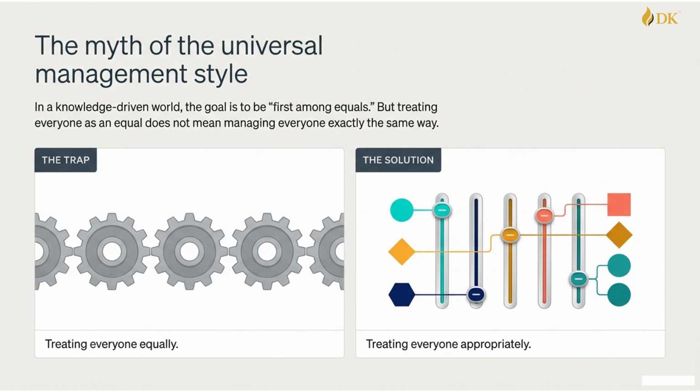The core philosophy of this model is being first among equals. In today's knowledge-driven economy, hierarchies are less effective than collaborative relationships. We must work alongside our people and treat them as equals to foster respect and innovation. The equalizer approach allows us to maintain this sense of equality while providing the specific level of guidance, support, or freedom each individual requires to succeed in their professional journey.